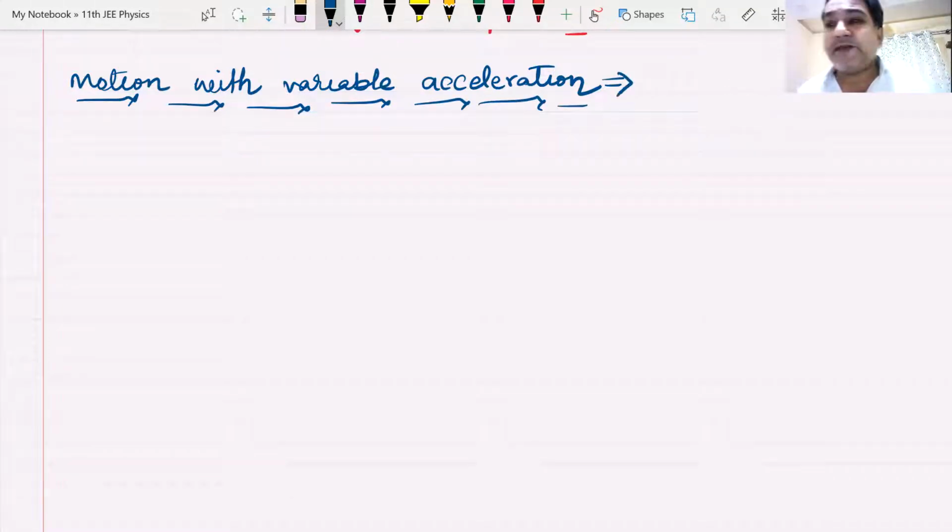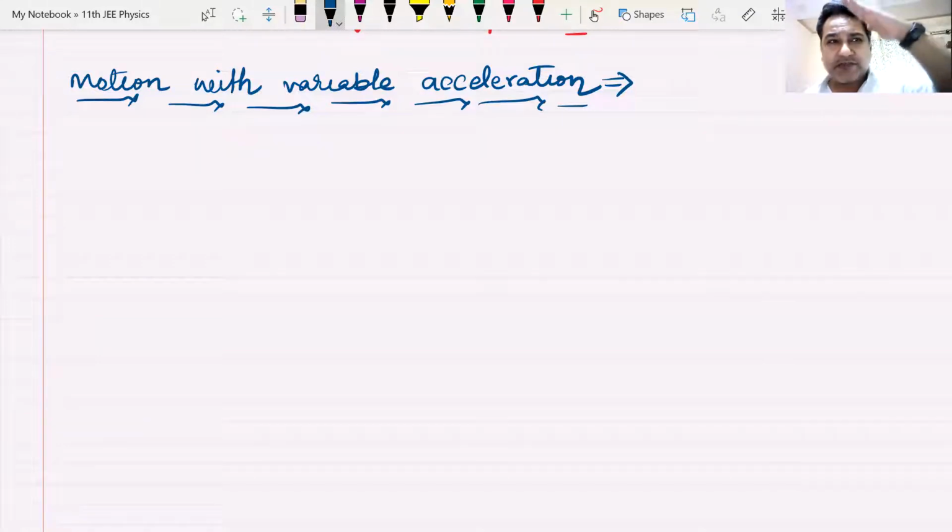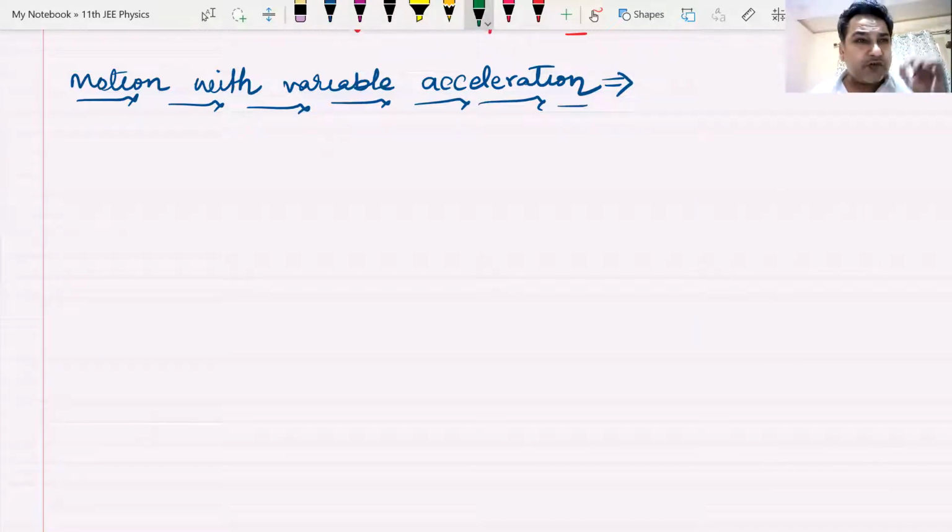Now, what do you mean by variable acceleration? Up till now, whatever equations we have done, most of them were equations where acceleration was 0 or acceleration was constant. Velocity time graph was a straight line. Acceleration is variable means acceleration is not constant, that means it can change. It will change.